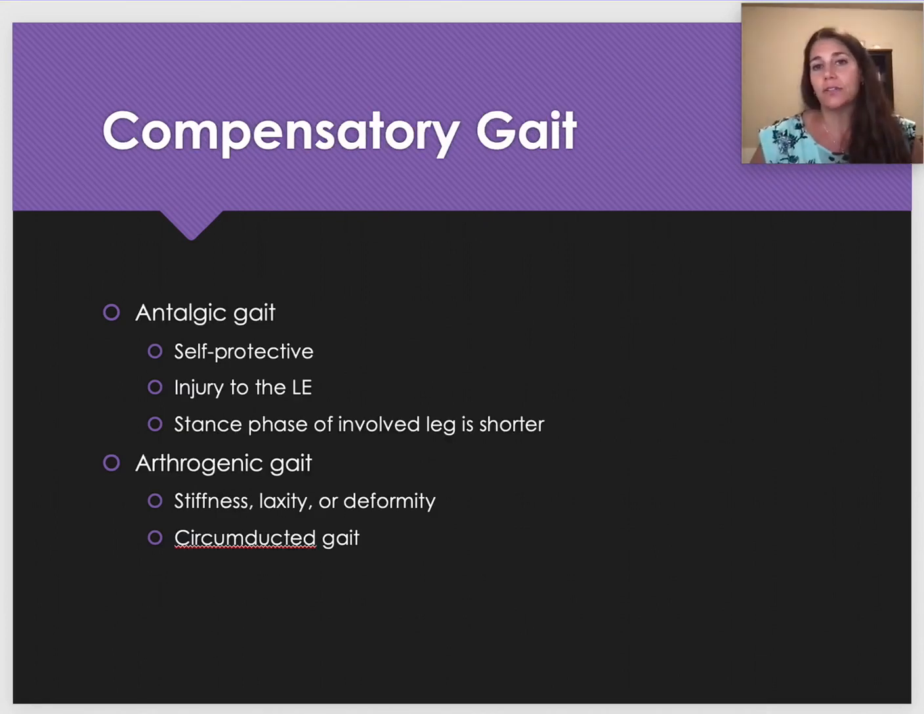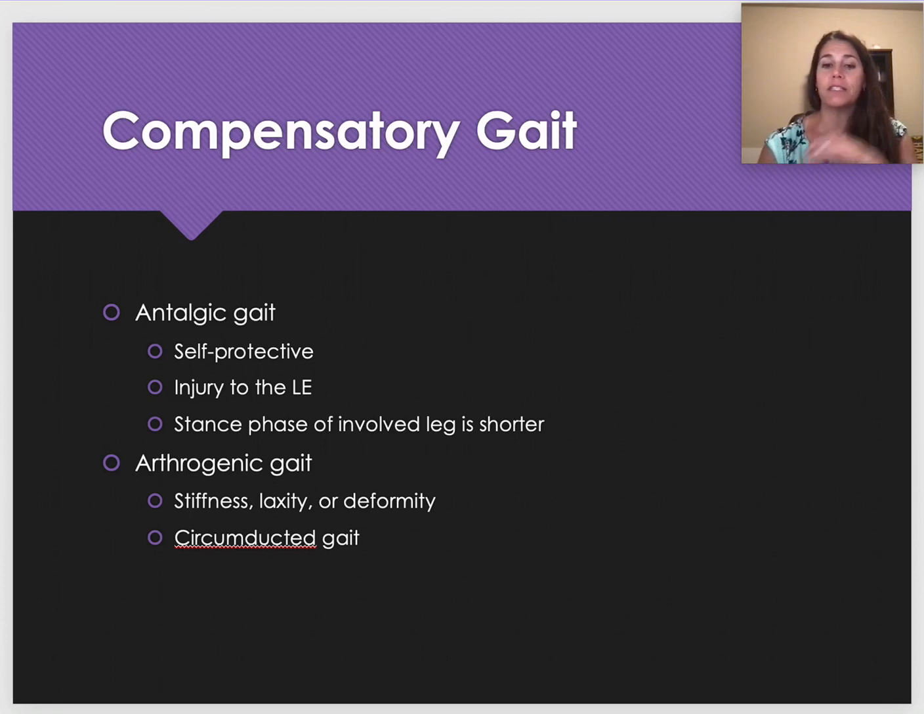Compensatory gait, these are things that you guys are going to need to know and understand, and again, there's a video that goes over this so you can actually see examples. But antalgic gait, what you need to know about this is that they are walking with a limp because of pain, okay? It's not like they're just walking with a limp because they want to. It's because they have pain that is causing them to limp. So self-protective, that's what it means. There's some kind of injury to the lower extremity, and it's changing how they walk.